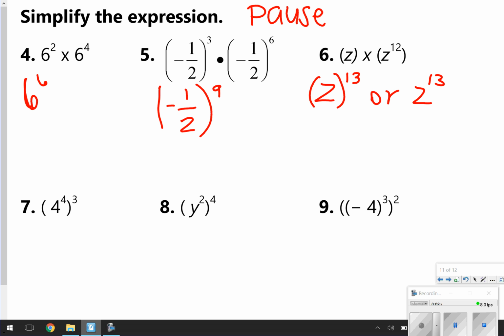Number 7 would be 4 to the 12th power. Number 8 will be y to the 8th power. And then the last one, number 9, will be -4 to the 6th power. Don't get confused by these double parentheses. That just means -4 was originally in parentheses.